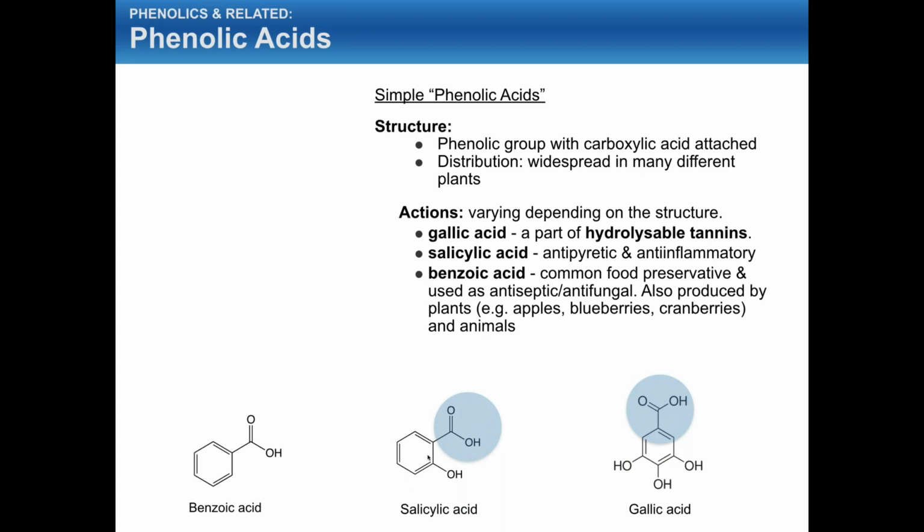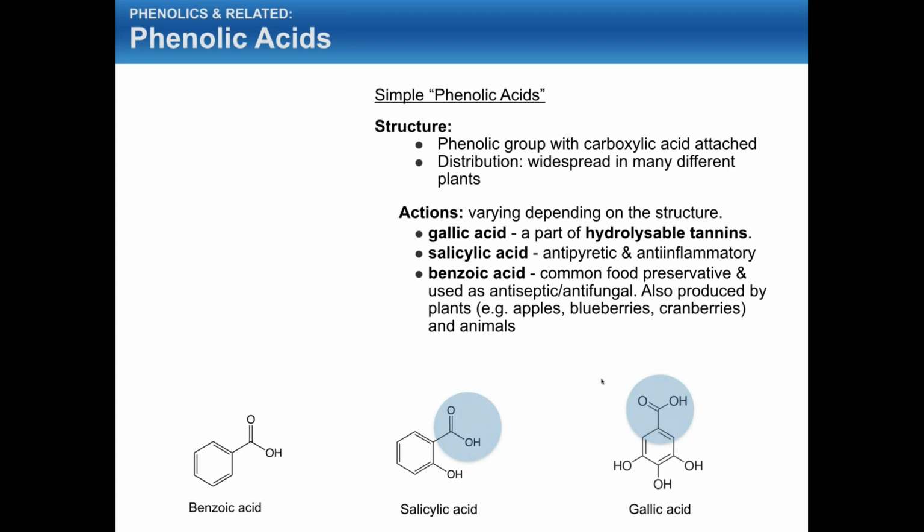So the two simple phenolic acids are salicylic acid, and this is the cousin of acetyl salicylic acid, which is what aspirin is. Acetyl salicylic acid has an acetyl group attached to the phenol group right here. So you've got the simple phenol group with that carboxylic acid to it. That's the basic one. There's another important compound called gallic acid, and it is also a phenolic acid.